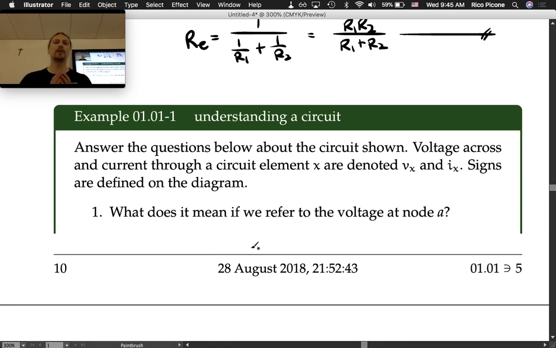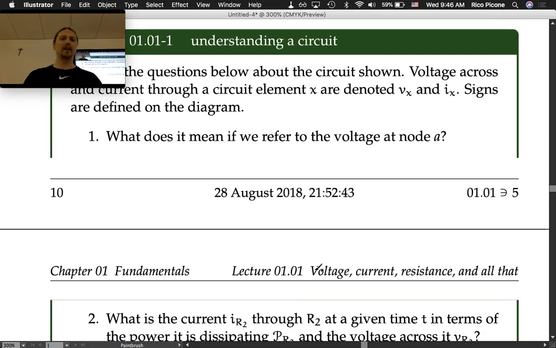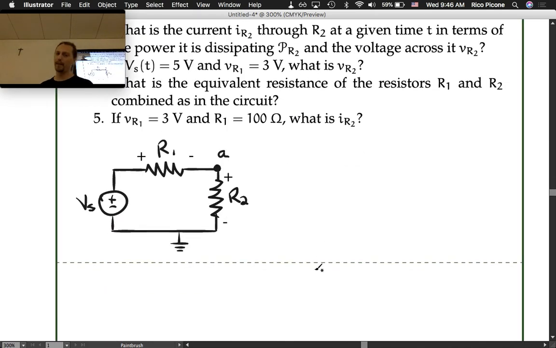Voltage across and current through a circuit element X are denoted Vx and Ix. Signs are defined on the diagram. So here's the diagram: R1 and R2. We haven't talked about sign convention yet, so I just said a positive voltage across R1 is from this side to that side, a drop from plus to minus this way, plus to minus that way. I defined all the signs, and there's an R1 and R2. So this is a simple circuit, right? Just two resistors and a voltage source.